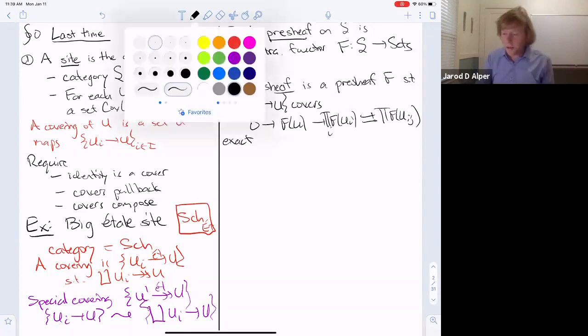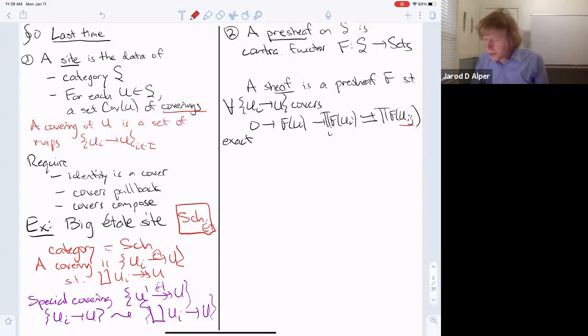And here I'm using shorthand notation that we'll often use. This U_ij is U_i cross U_j over U. In the case that these U_i are open immersions, for instance, like a site coming from an ordinary topological space, then this U_i cross U_j over U is the intersection. And to check something is a sheaf, you can often reduce via this to these special coverings.